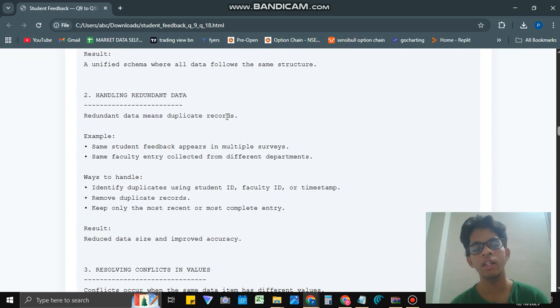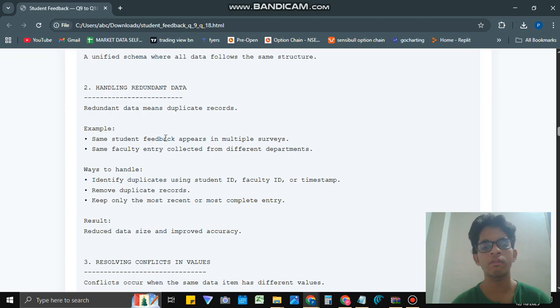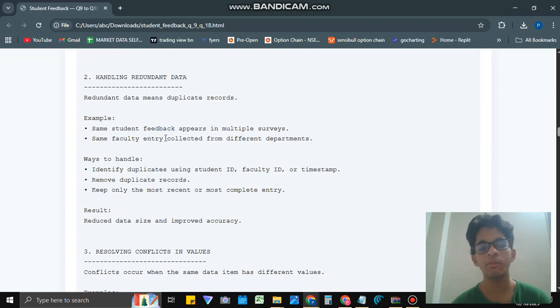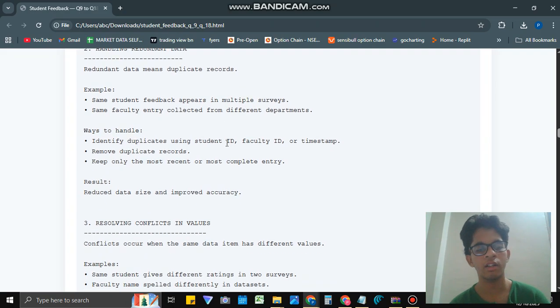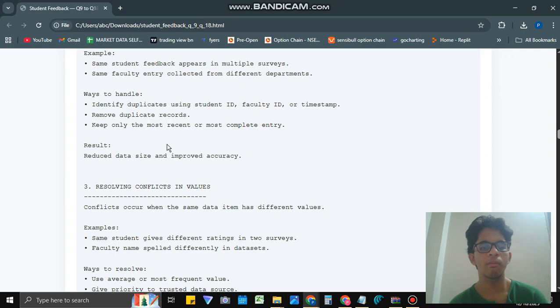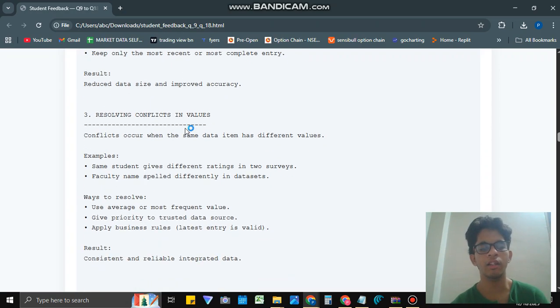Then we have handling redundant data. It basically means we handle the duplicate records or duplicate data by removing them or minimizing them. Example, same student feedback data might be filled again and again by the same student, and same faculty entry collected from different departments, etc. The ways to handle it are basically identifying duplicate values, removing those records, and updating the table regularly by keeping only the most recent or the complete entries.